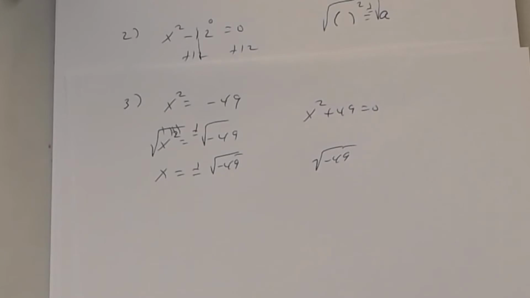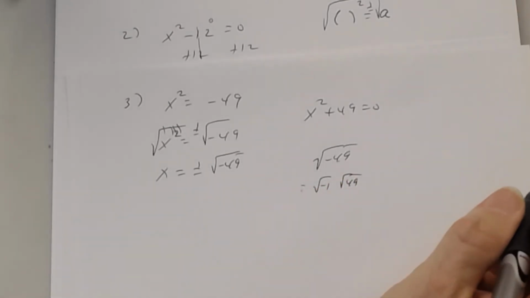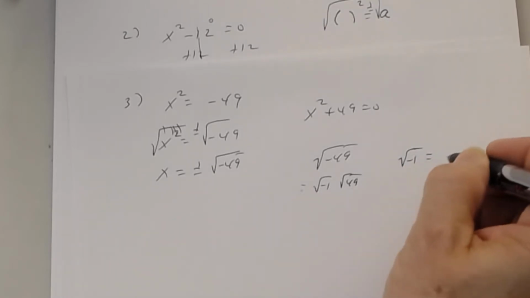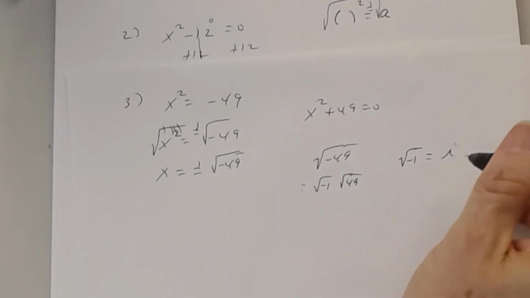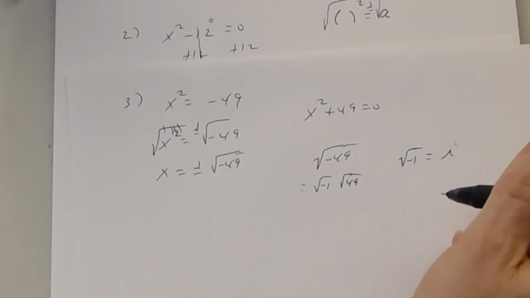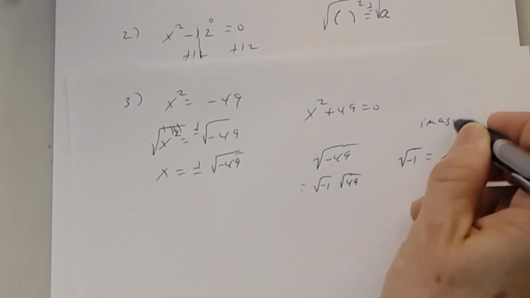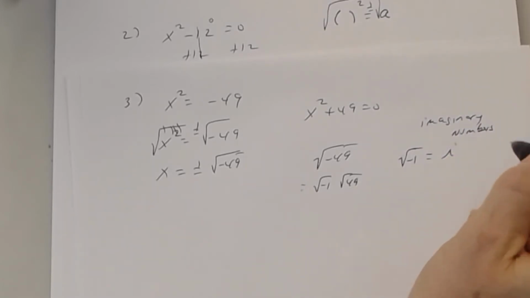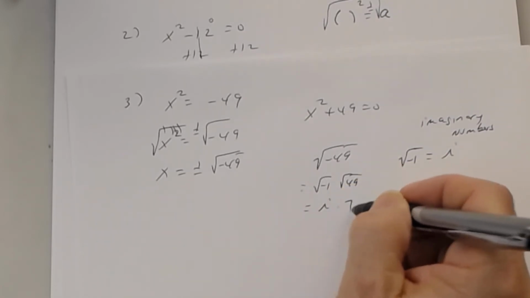Okay, that's where you end up with those imaginary numbers. So the square root of negative 49 is the square root of negative 1 times the square root of 49. You learned last class period, by definition, the square root of negative 1 is equal to what? i. Remember, that's not a real number. So we define it as i. So we're now talking about imaginary numbers. So the square root of negative 1 is i. The square root of 49 is 7.